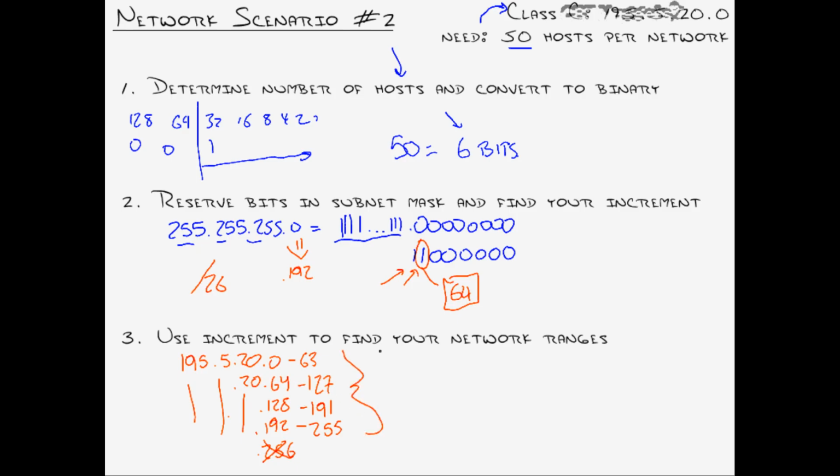I'm done. You might remember from the previous video where we actually started carrying over to the next octet. Well, you can't do that here because you started with a Class C address, meaning you can't change the original network that you were given. You've just subnetted into 4 networks.